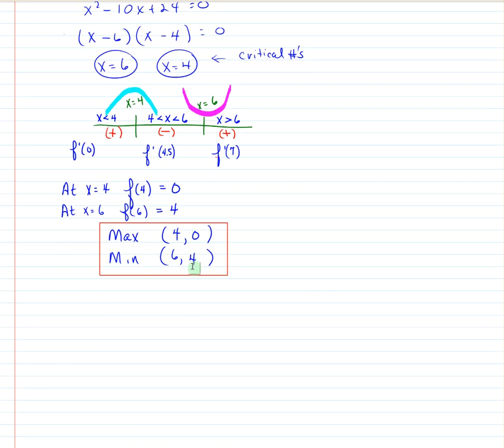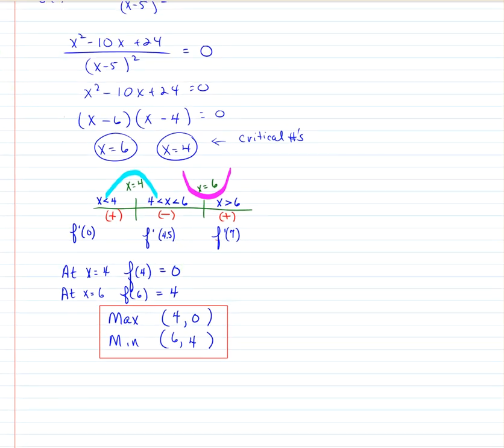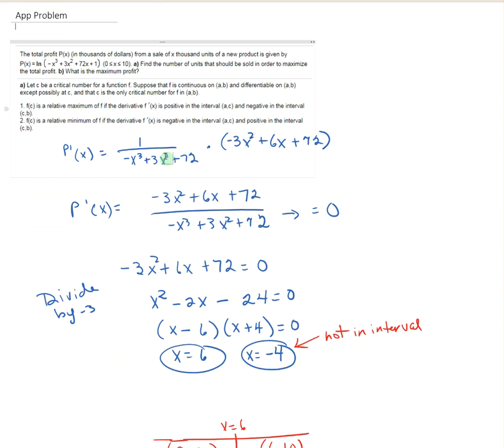And then we do have an application problem that didn't print in that problem set. Let me go here. And this is one that you will probably see on the test as well. So this is worthwhile to look at. So this says the total profit, P of X, in thousands of dollars from a sale of X thousand units of a new product is given by.